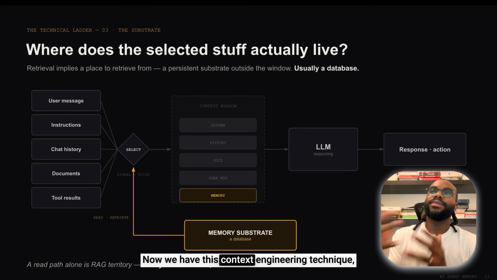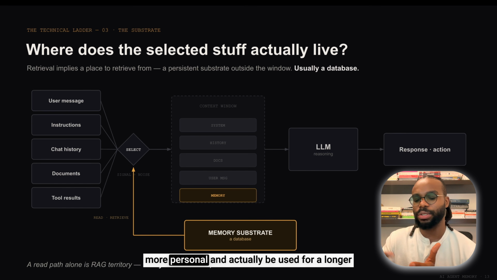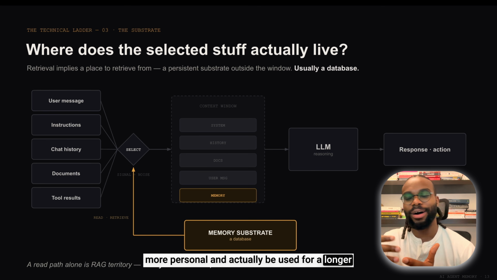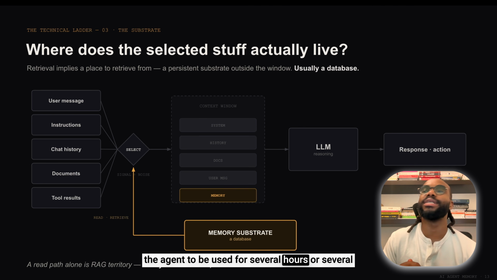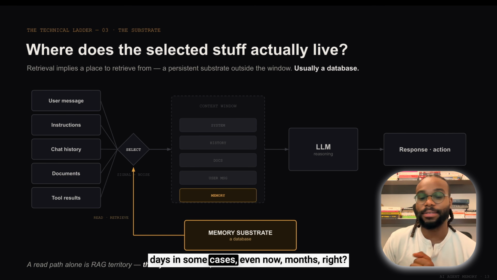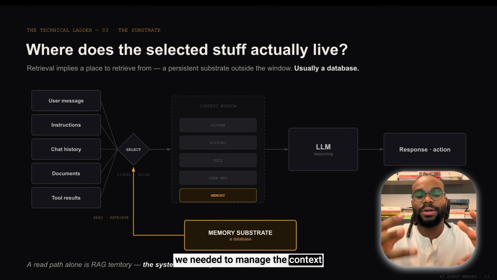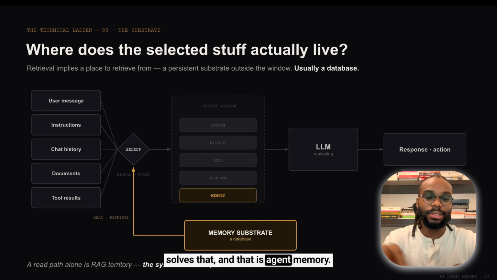Now we have this context engineering technique, but when we wanted agents to become more personal and actually be used for longer horizon tasks, which would mean that we want the agent to be used for several hours or several days in some cases, even now, months, right? We wanted the agent to remember effectively, so we needed to manage the context window effectively. And one thing solves that, and that is agent memory.